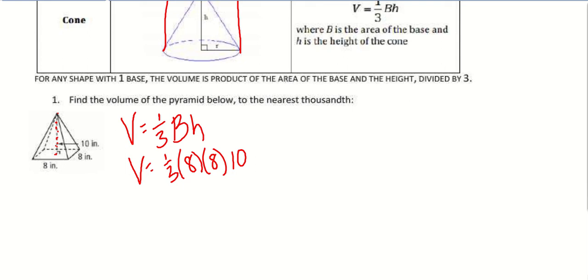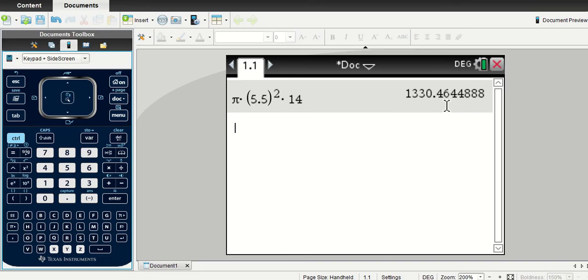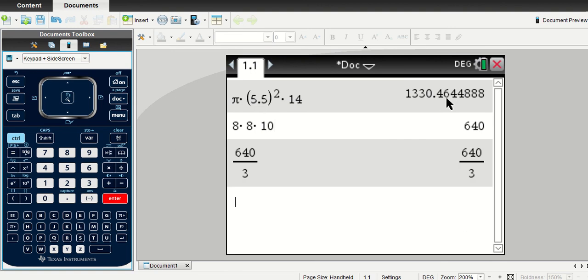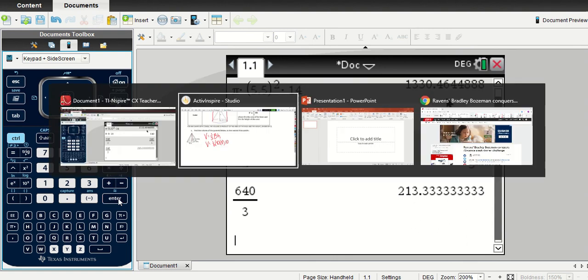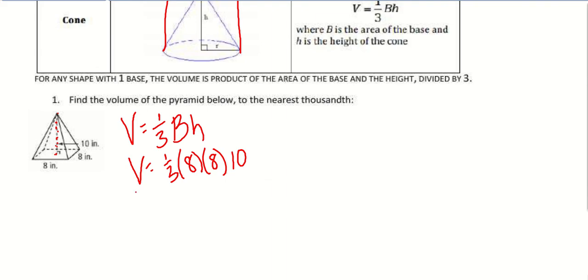And I believe this is going to be 100. Well, we'll see. So it's 8 times 8 times 10, and then 1/3 of that, 8 times 8 times 10, and then divided by 3. And we are going to get a crazy looking decimal here in a second. So it's 213.3 repeating, nearest thousandth. So 213, thousandth has 3 zeros, so I know it's going to end in 0.333.